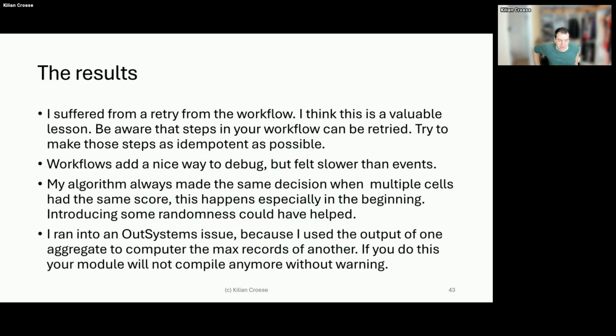On the other hand, I did like using workflows because it gave me a nice way to debug my application while using it, because of these retries. But they also felt a little bit slower than using events. Sometimes I felt I had to wait for quite a long time before a next step was actually triggered. I haven't been able to dive into the actual inner workings of the workflows and why that happened or not.